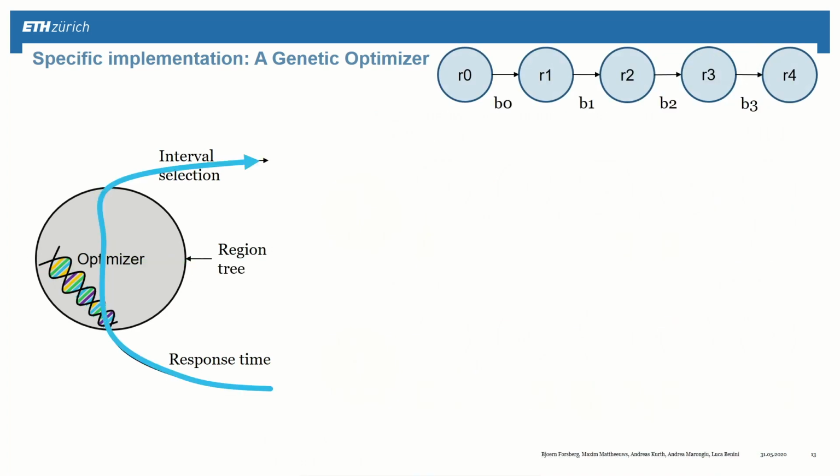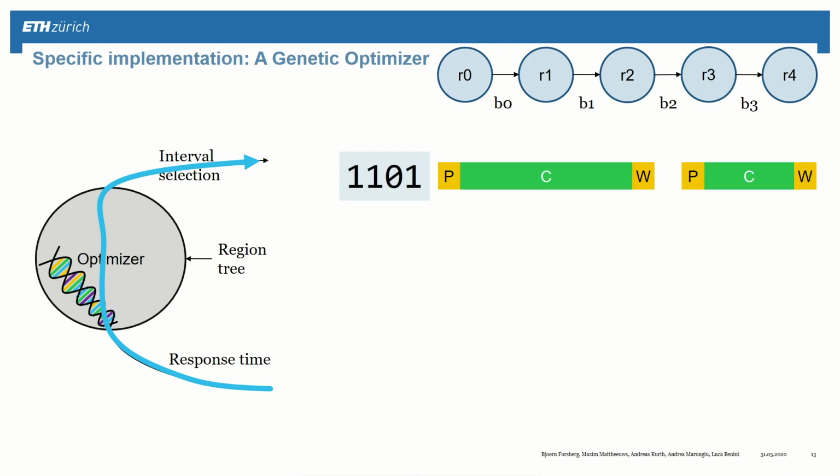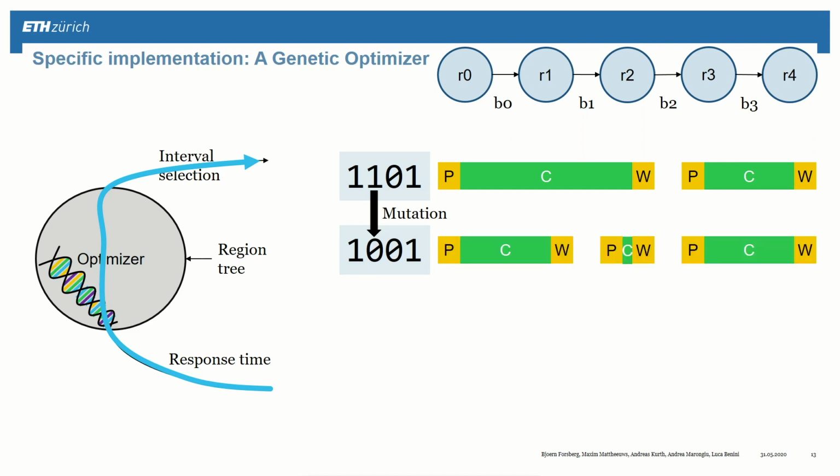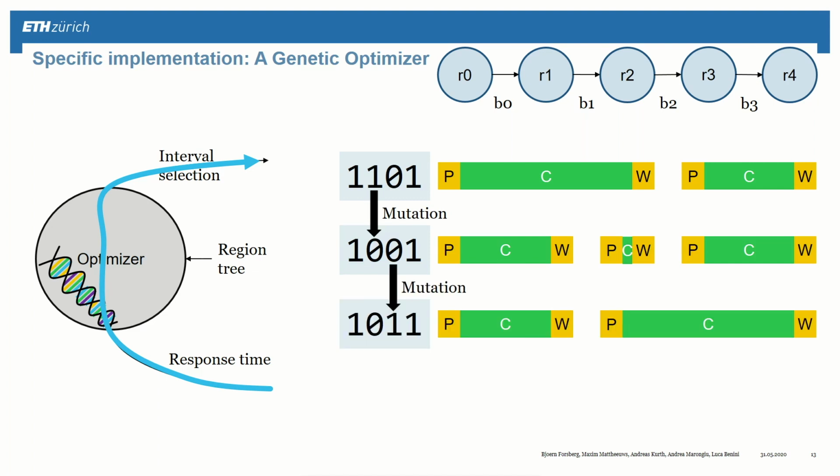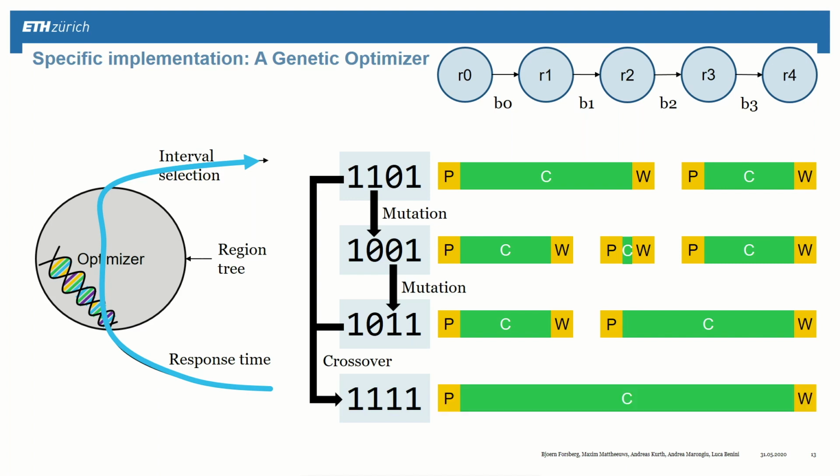Now, we also have to take the response times into account, and this is where the genetic optimizer comes into play. Using an example here shown at the top of the screen, we represent these regions into intervals with the string 1101. Now, using the mutation operation, we can randomly change bits in this. That gives us a new representation in intervals and thus a new interval selection. We can mutate again to get a completely different selection. Additionally to mutation, we also do the crossover operation, where we randomly select one of the bits from the two parents into the child and get yet another interval selection.